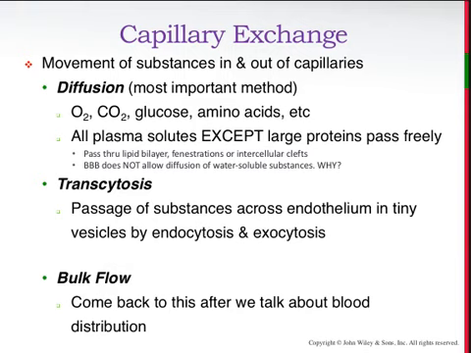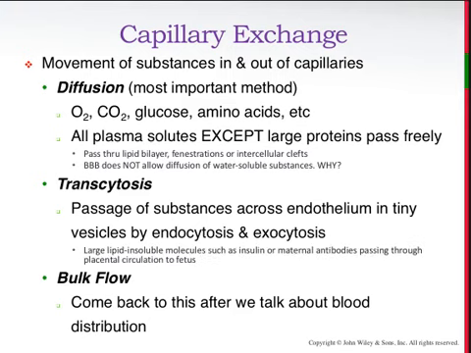As promised, the second version of capillary exchange is called transcytosis. Transcytosis allows for the passage of substances across the endothelium in tiny vesicles. We're going to utilize endocytosis and exocytosis when we move across the endothelial membrane, and so we're going to use this method for large lipid insoluble molecules, things that can't pass that phospholipid bilayer easily, things like insulin or maternal antibodies that are going to pass through the placenta into the fetal circulation.